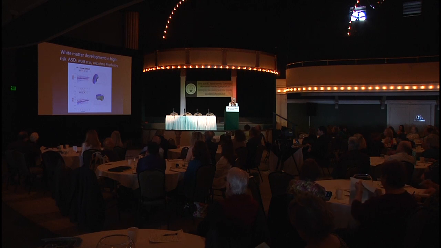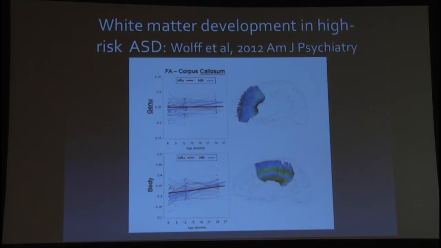Now, what's really interesting, most of those studies are done on children a little bit older, but Joe Piven's group has looked at the growth of white matter in infants before there's a diagnosis of autism. We can't diagnose autism reliably until children are about 2 years old. But what we can do is look at children who are at high risk for developing autism by virtue of having a sibling with autism. The chance of getting autism if you have a sibling with autism increases quite substantially, about 20 times.